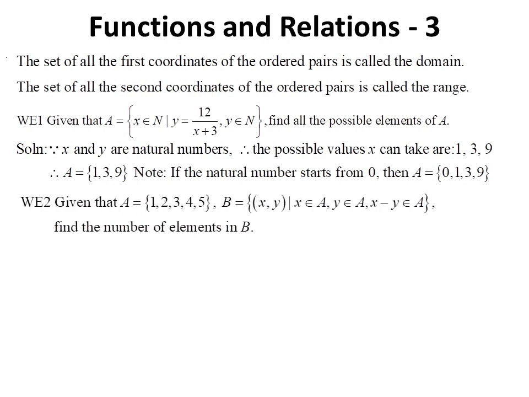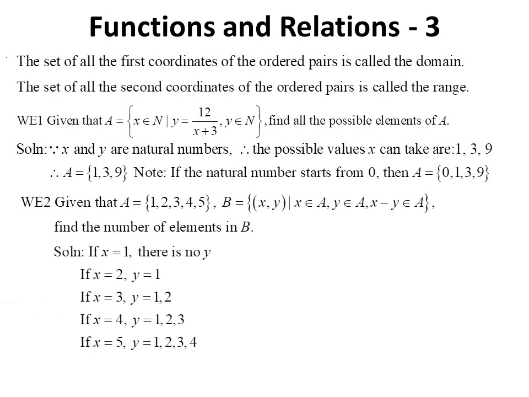Example 2 shows 2 sets, A and B. Set A contains elements of natural numbers from 1 to 5, while set B contains elements x and y. Given that both x and y are elements of set A and the difference of x and y is also an element in set A, the question is to find the number of elements, which are pairs of x and y, in set B.